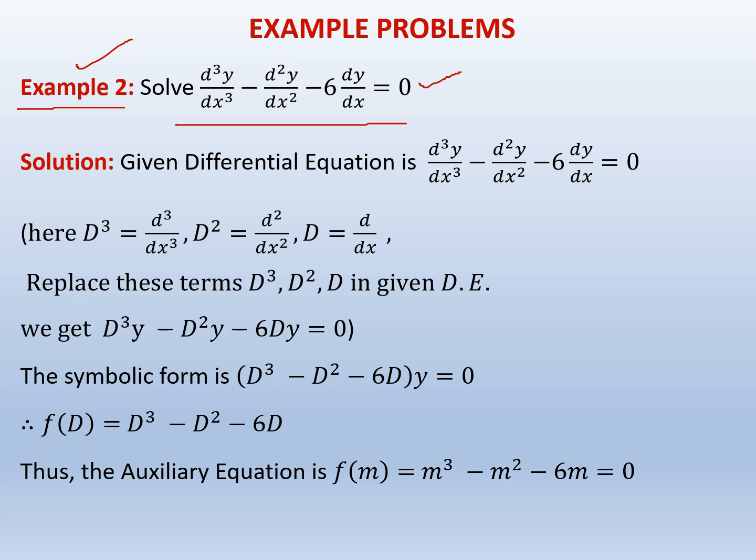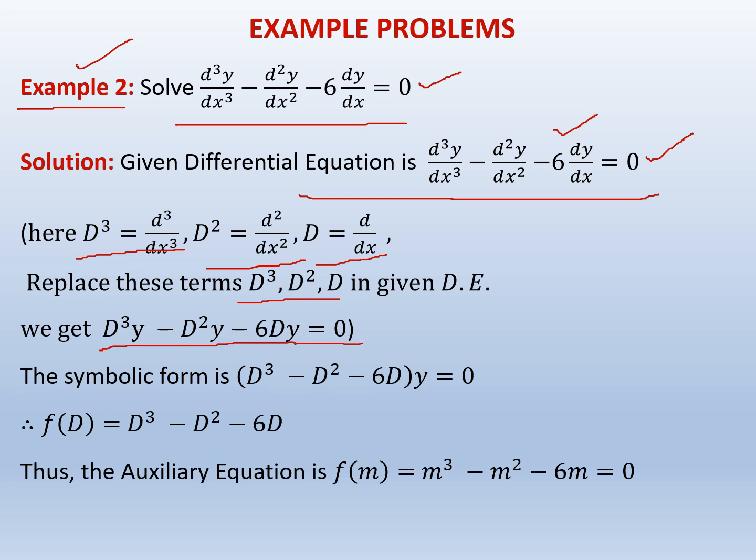To do this, first write the given differential equation. Next, write the symbolic form of the given differential equation. For this, we know that d cube is equal to d cube by dx cube, d square is equal to d square by dx square, and the differential operator d is equal to d by dx. Now replace these terms d cube, d square, d in the given differential equation. We get d cube y minus d square y minus 6 times dy is equal to 0.